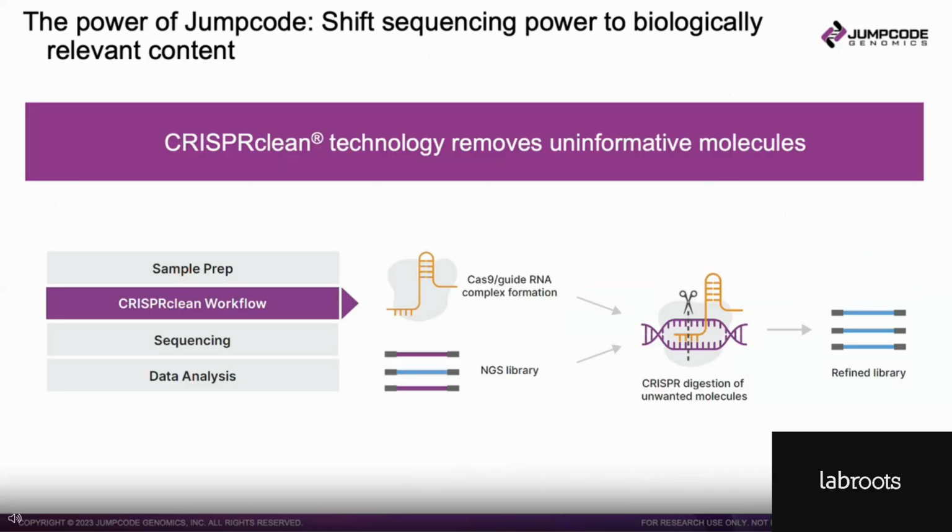Here I am showing a generalized workflow of CRISPRclean technology, where in this case the Cas9 guide RNA complex is used in depleting the uninformative libraries, that is the purple color lines, leaving intact the informative libraries, which are the blue color lines. Our technology slots easily into various NGS workflows. And note that the depletion workflow I'm showing here is done on already constructed libraries, but you can also apply our technology before going into library construction.